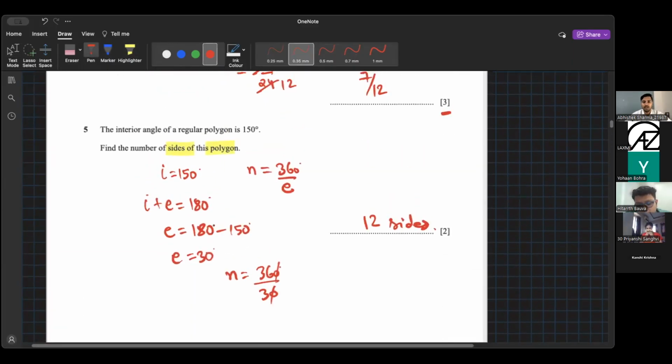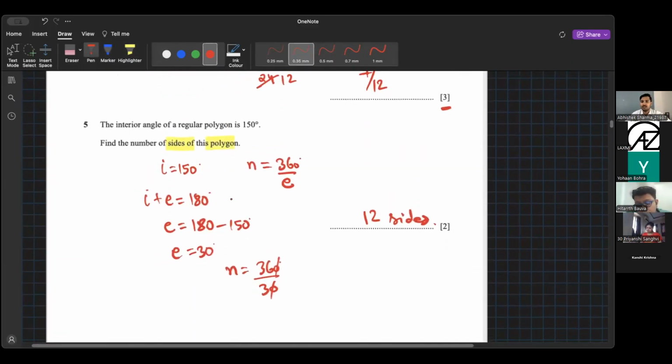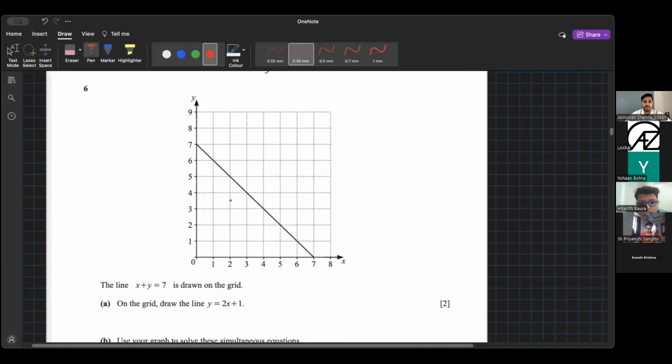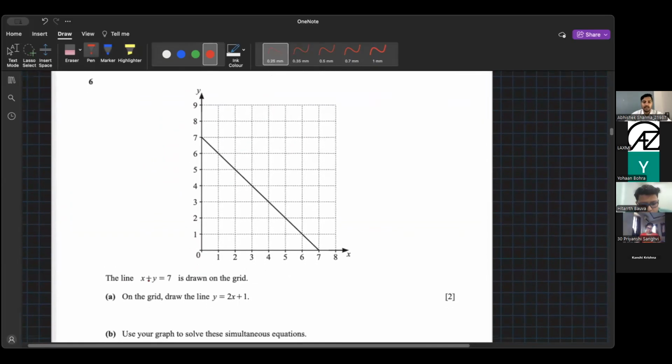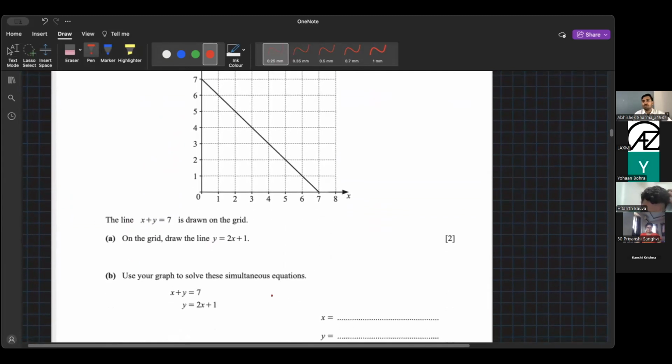Moving on. Any doubts, any confusion in this? Okay. Moving on to question number 6 now. It says the line x plus y equals 7 is drawn on the grid. On the grid, draw the line for y equals 2x plus 1. So they want us to sketch another line.